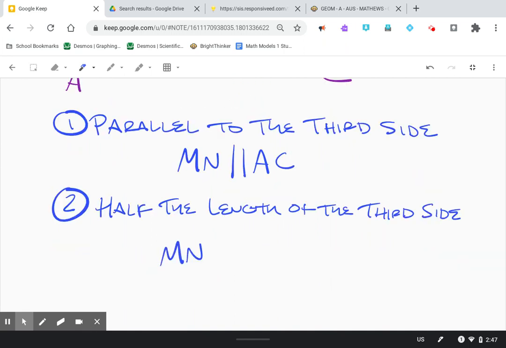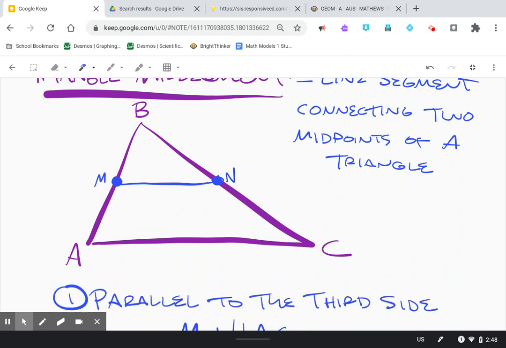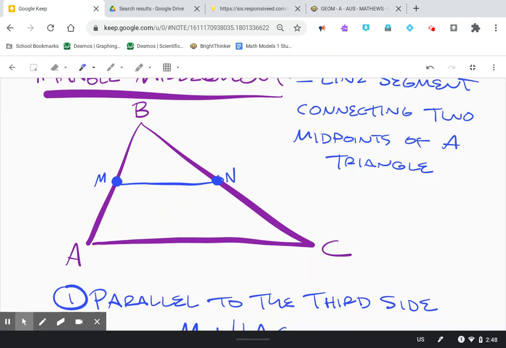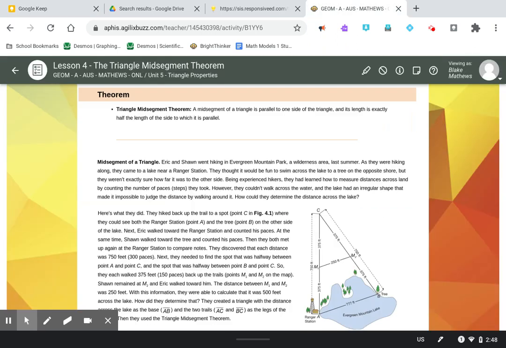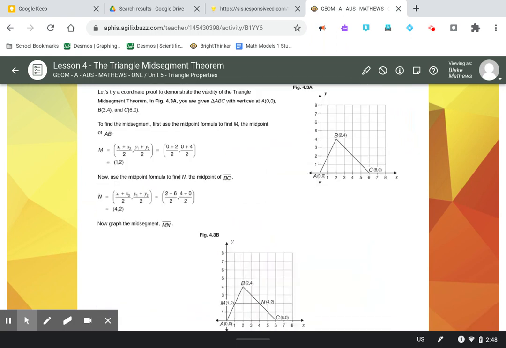So in other words, MN is equal to 1/2 the length of AC. Another way of thinking about that would be to say that AC is equal to 2 times MN. Those would both be saying the same thing, but in a different direction. So that's really what you need to know about midsegments. Let's jump over to the lesson. There's a lot of other information in here, but generally speaking, that's what's described here in the midsegment theorem.